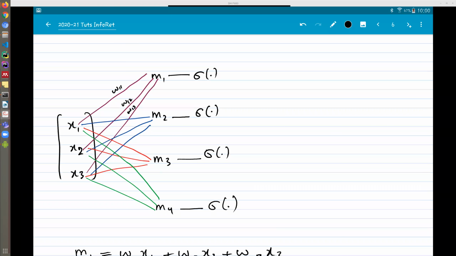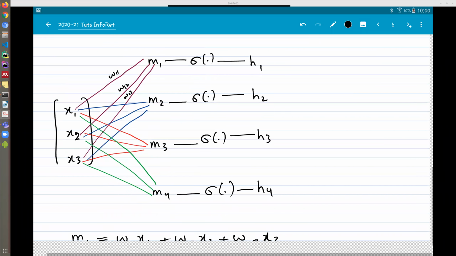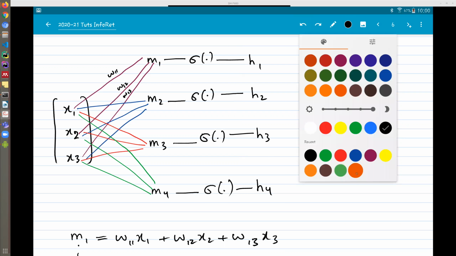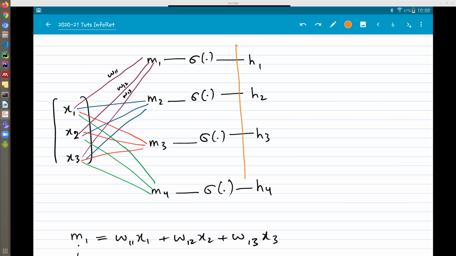And afterwards, let's name these results h1, h2, h3, and h4. This is like a basic architecture of the neural network. Right now, this is like the first hidden layer, so to say. This is how we define the hidden layer of the neural nets. Yeah, this is the first hidden layer of the neural net, so to say.